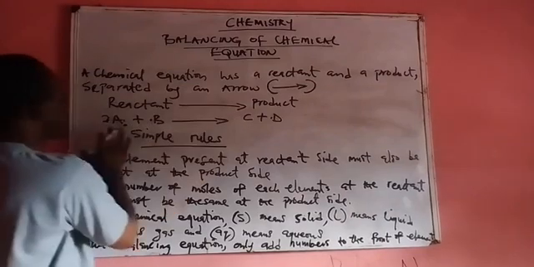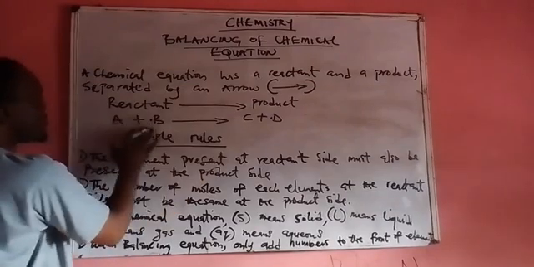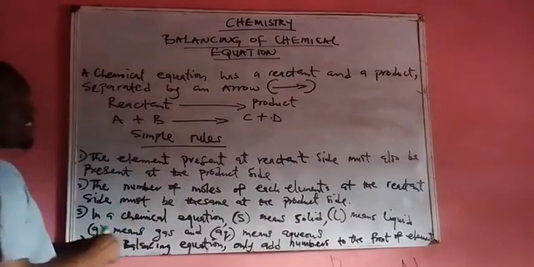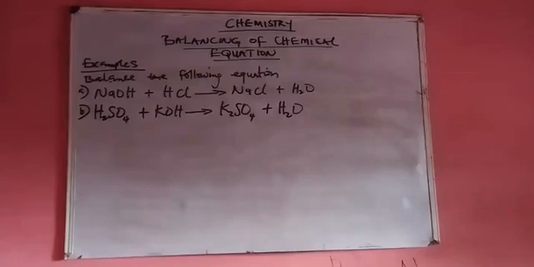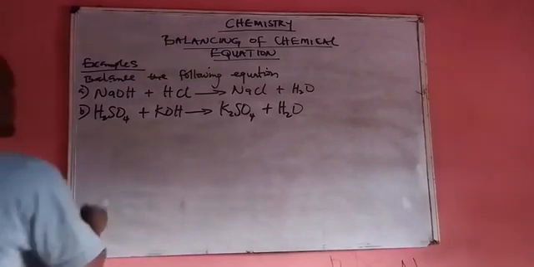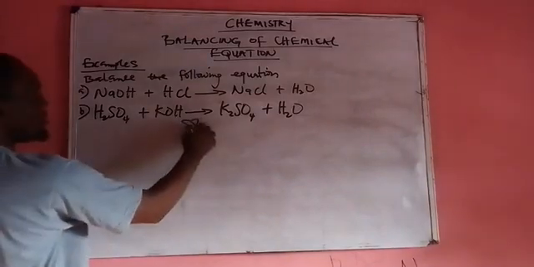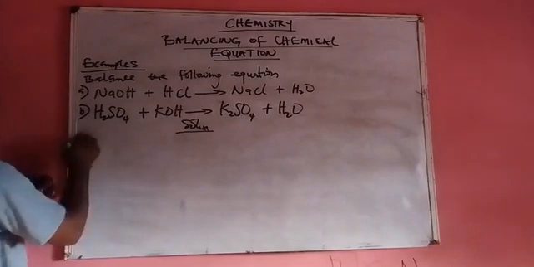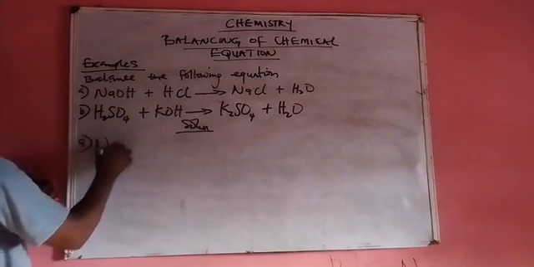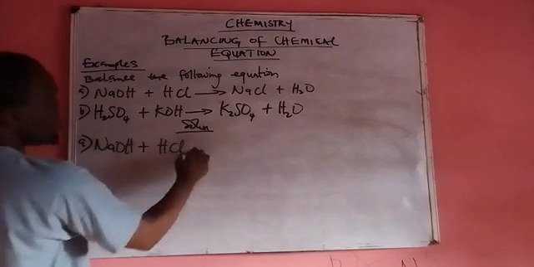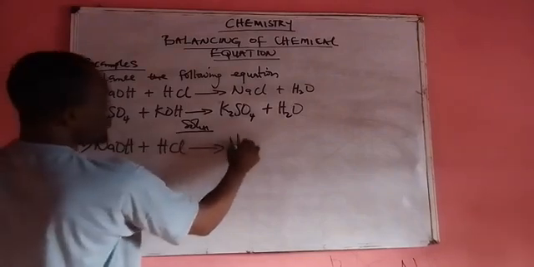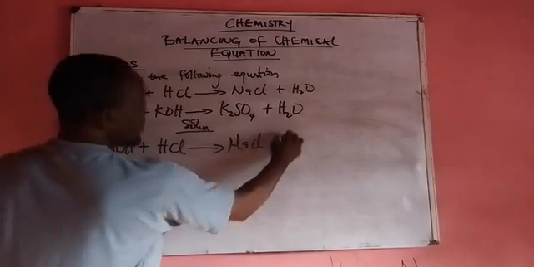Now we're going to be treating some examples. Let's quickly look at some examples and see how far we'll go. The first example, A, says sodium hydroxide reacting with hydrochloric acid to produce sodium chloride and water.